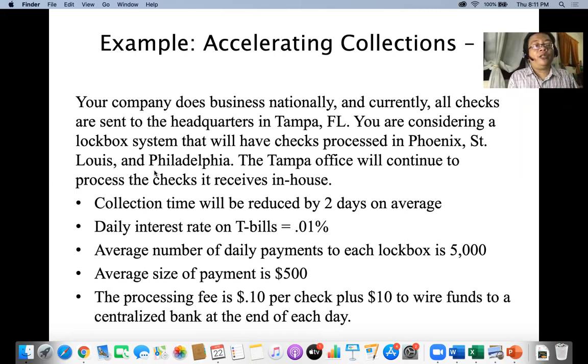Okay? So, take note, collection time will be reduced by 2 days. Mas okay, di ba? Ang sabi nga ni Ervy kanina, mas maganda as much as possible, you will accelerate your collection. Next. The daily interest rate on treasury bills is 1%. Average number of daily payments to each lockbox is 5,000. Take note pag kayo nagpapatago ng pera, yan ay may cost. The average size of payment is 500. The processing fee is 0.10 per check plus $10 to wire funds to a centralized bank at the end of each day.